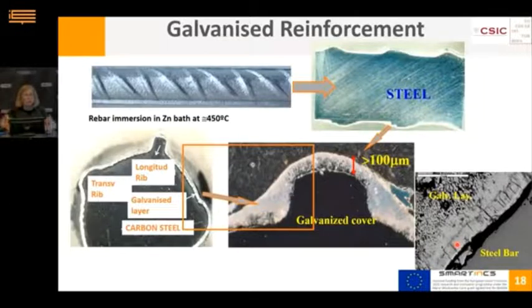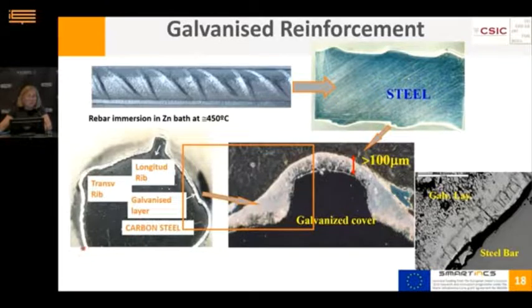What is galvanized reinforcement? For this protection method, the rebar is immersed in a thin bath that is around 450 degrees centigrade. It is kept for a few minutes, 3-5 minutes, and then an alloy coating of zinc and iron is formed. You can see here in this picture, this white is part of the reinforcement, and inside is the steel.